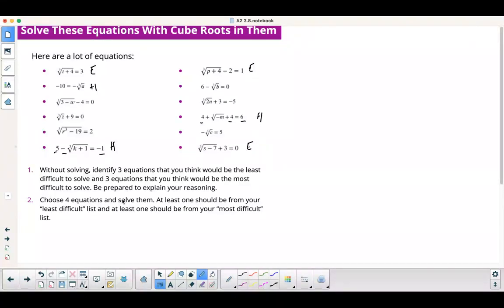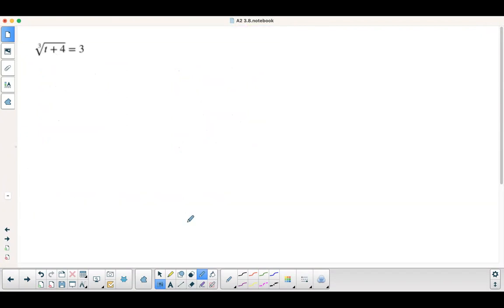All right, choose 4 and solve them. At least one should be from your least difficult list and one should be from your most difficult. So what I'm gonna do is just go ahead and do all of them. If you don't want to watch me do all of them, you can just fast forward and pick the ones you want. So ready? Here's the first one.